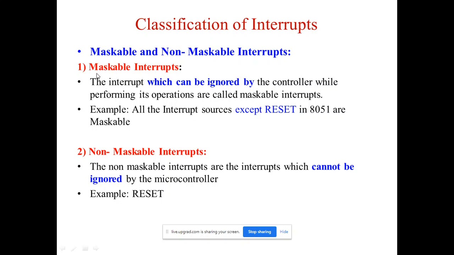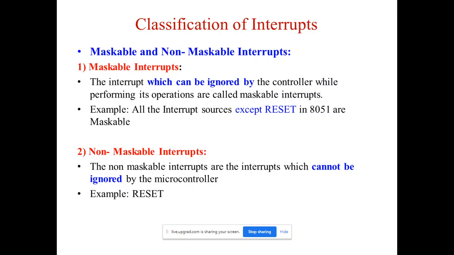Okay. Now just read it. Maskable interrupt: that which can be ignored by the controller while performing the task. That is maskable interrupt. We already know that there are 6 sources. Out of that, all interrupt sources are maskable except reset. Means reset is your non-maskable interrupt.